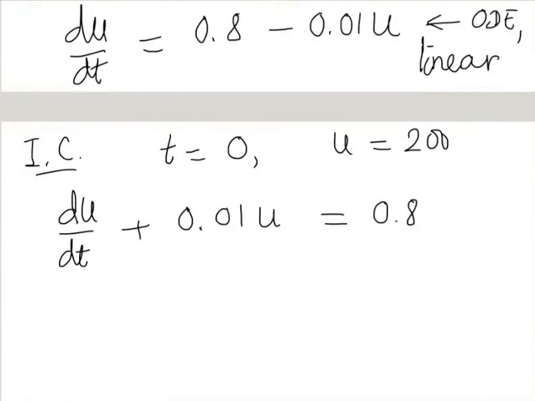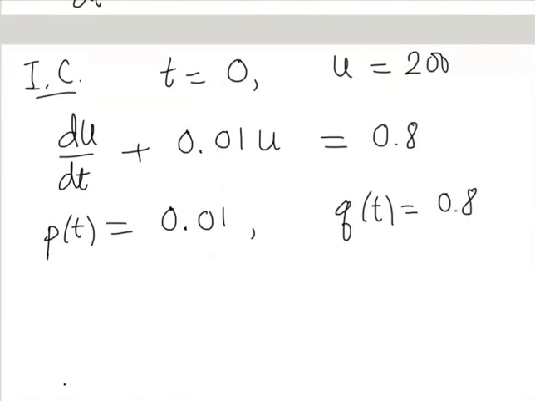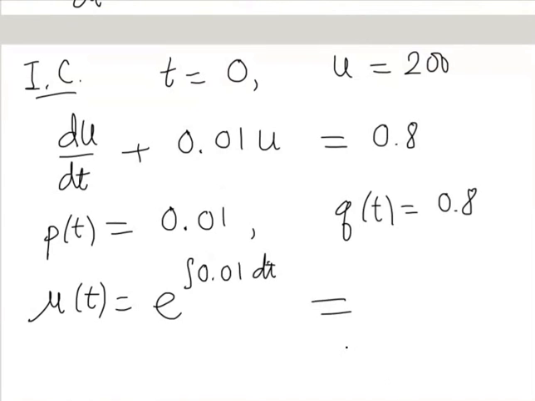Now, in fact, this equation is also a separable equation. You can try to think about that. I prefer using the method of linear equations to solve this. p of t here is 0.01 and q of t is 0.8. So the integrating factor, mu of t, is e to the integral of 0.01 dt. Don't forget the integral. And so we have e to the 0.01 t.